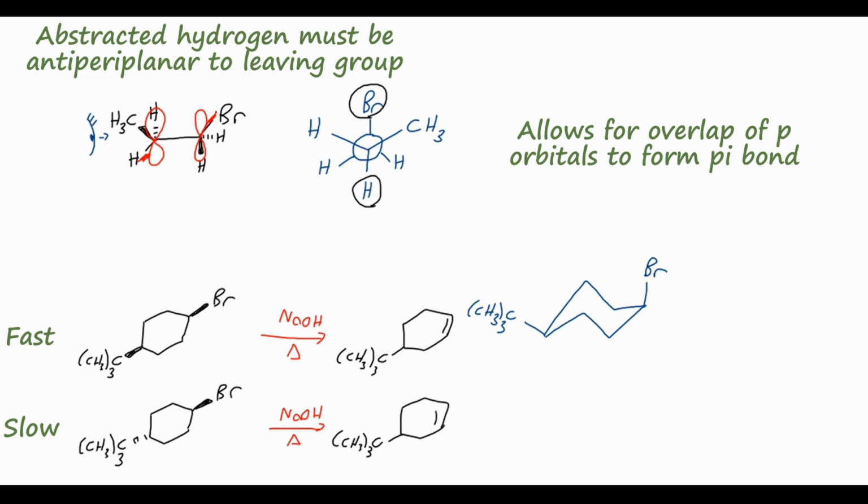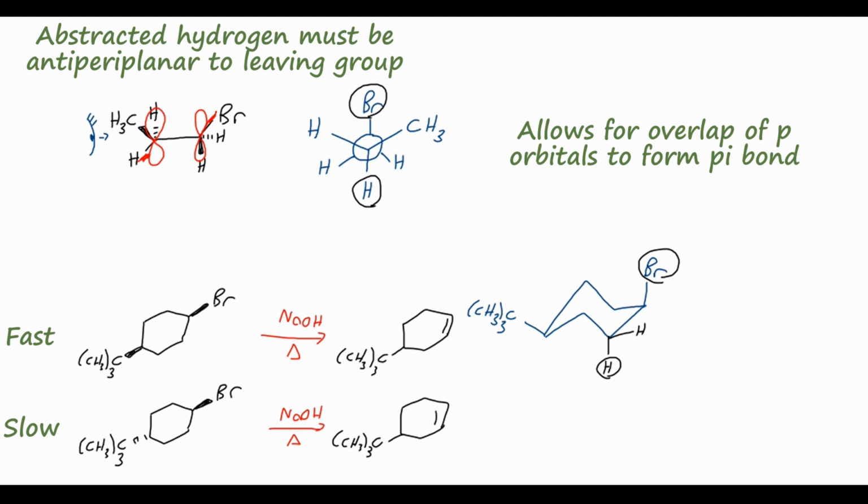And if you're confused on equatorial or axial substituents, or how to determine which is more stable, please take a look at my previous video on substituted cyclohexanes. So because this bromine is in the axial position, it has access to an antiperiplanar hydrogen. So this hydrogen on the adjacent carbon is pointing straight down in the axial position, so it is antiperiplanar to the bromine, and that is why this first reaction occurs very readily. It has access to that very stable conformation with antiperiplanar hydrogens to the bromine.